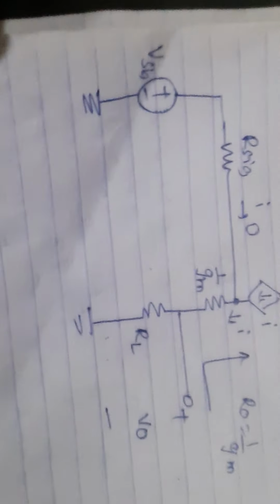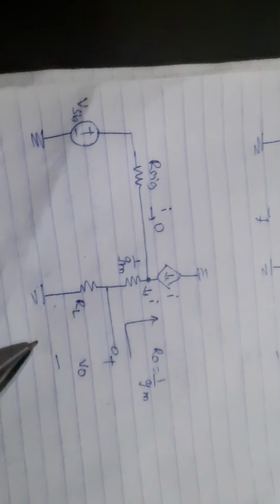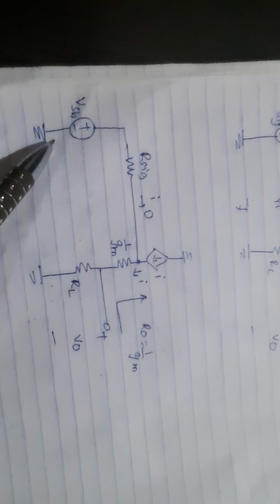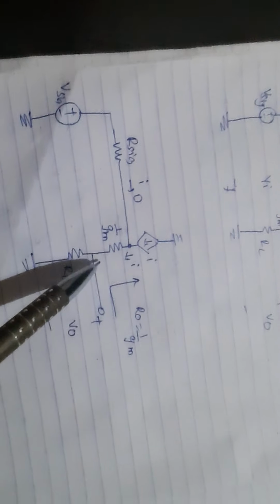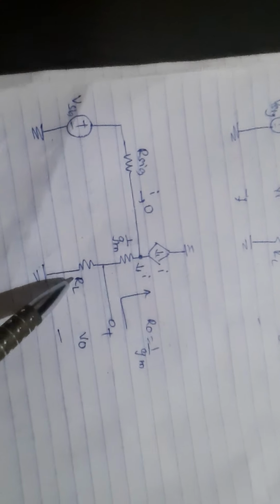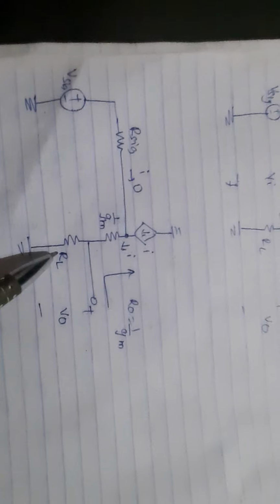This is the T model of our source follower, where we have a function generator, a resistance, and the current at this point is 0. This is the current, 1 upon gm and RL. Now we'll find the different parameters of this circuit.